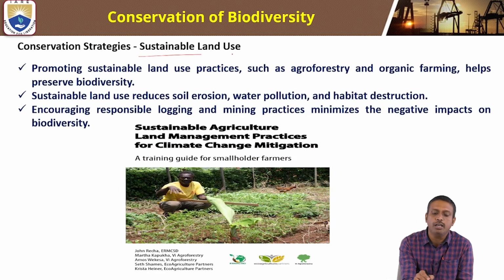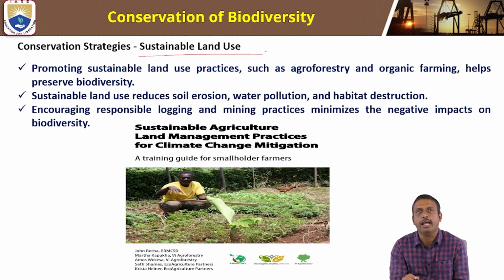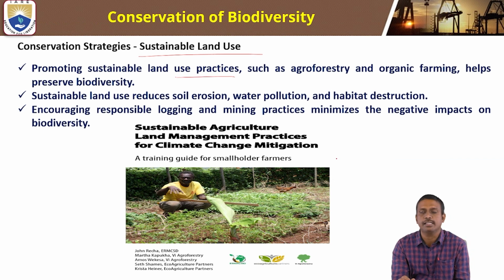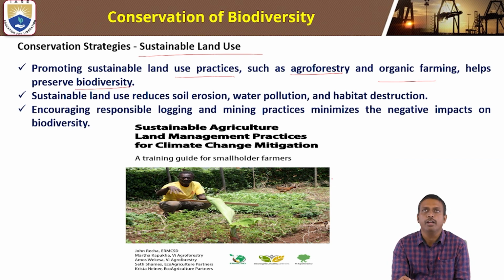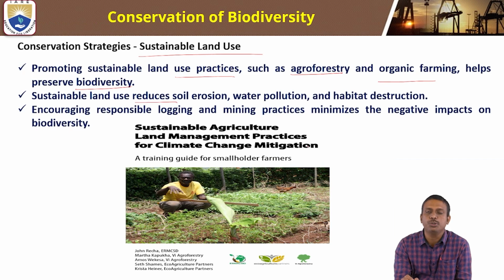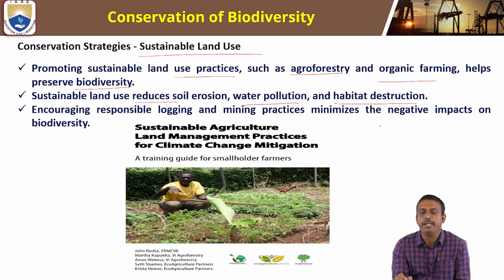Conservation through sustainable land use: how we are going to use the land by sustainable methods. Promoting sustainable land use practices such as agroforestry and organic farming helps preserve biodiversity. Sustainable land use reduces soil erosion, water pollution, and habitat destruction.